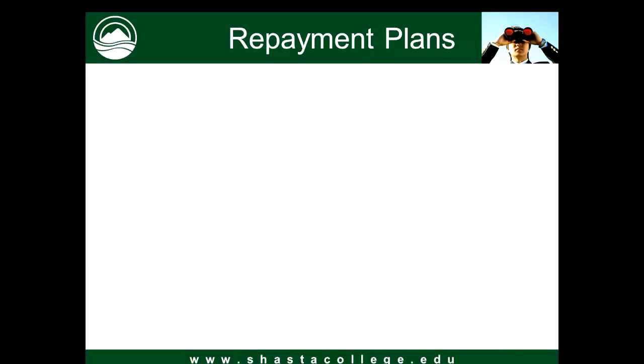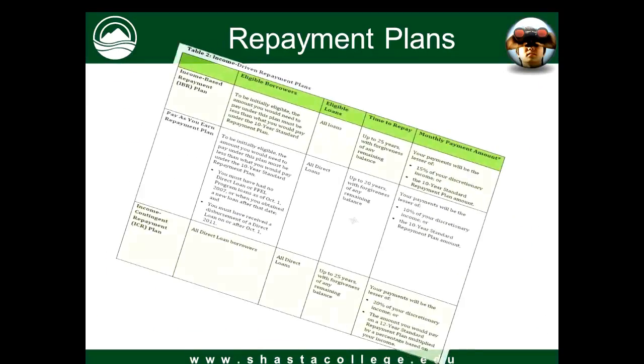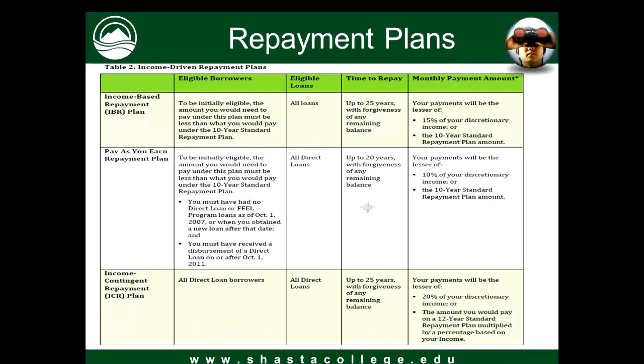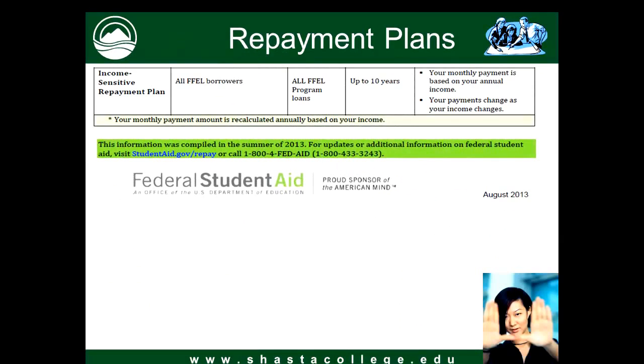Let's now talk about loan repayment options. You will have 6 months of grace period before your first payment is due, and in that 6 months you will want to contact your loan servicer and figure out which repayment option fits your needs. There are 6 different repayment plans currently: the 10-year standard repayment plan, the graduated repayment plan, the extended repayment plan, the income-based repayment plan, pay-as-you-earn repayment plan, income contingent repayment plan, and the income-sensitive repayment plan.